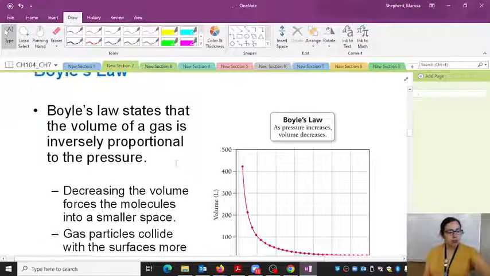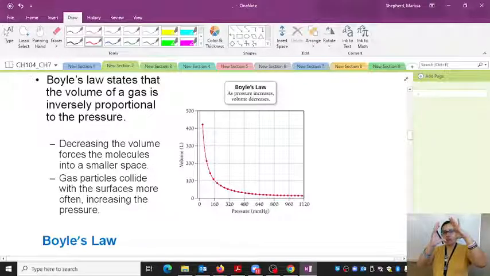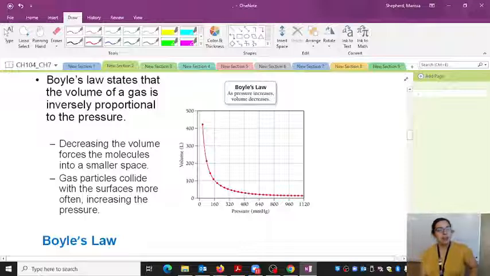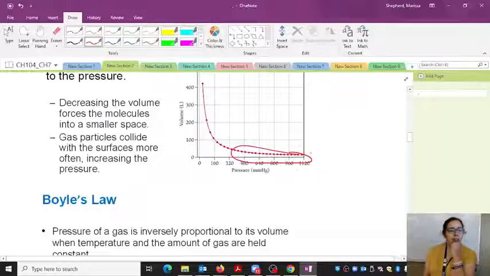And so again, Boyle's law states that the volume of gas is inversely proportional to pressure. And of course, decreasing the volume forces the molecules into a smaller space, and gas particles would collide more. So we're shrinking our space down more and more, compressing it. And then, what accounts for this behavior out here, where it kind of levels off?